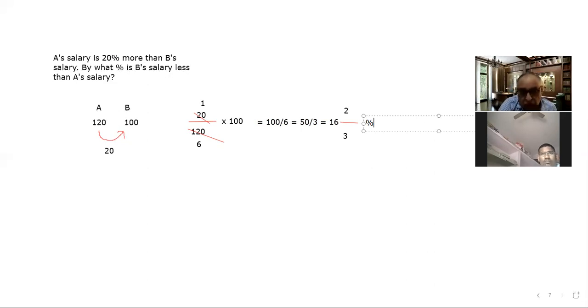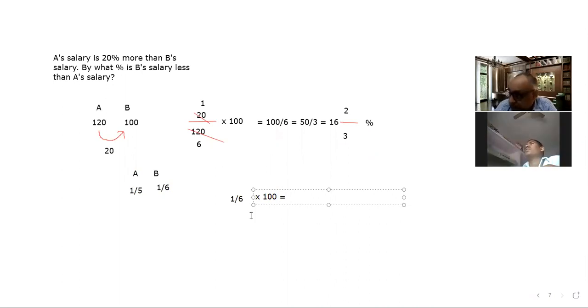Okay. So now this question can be done similarly otherwise also, right? If you can say here we write A, and here we write B, right? A's salary is 20% more than B's salary. 20% more means 1/5 more, right? And then how much less will it be? 1 upon 6, right? So I told you, we need to do it in percentage form. So 1 upon 6, multiply by 100, right? So when it is multiplied by 100, that will be the same thing, 16 2 upon 3%. So it becomes very easy in this way, right?